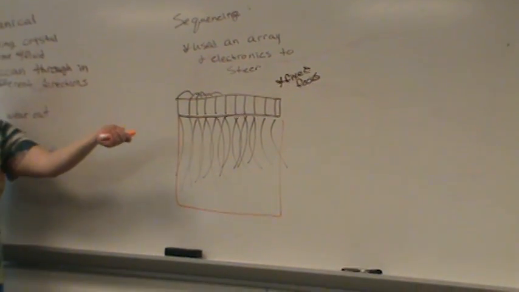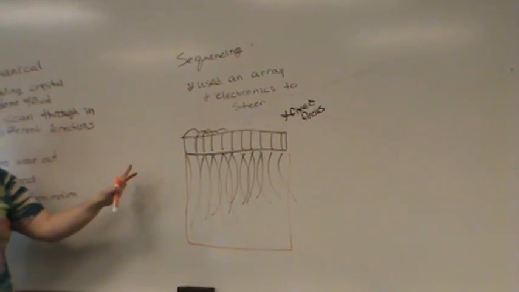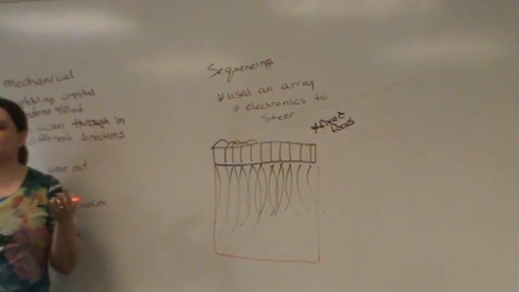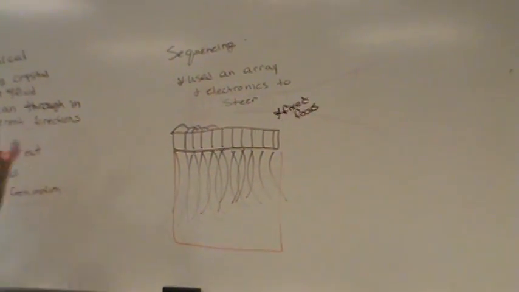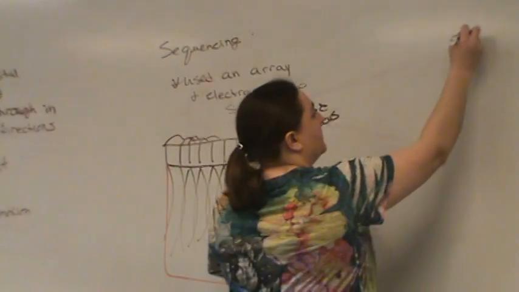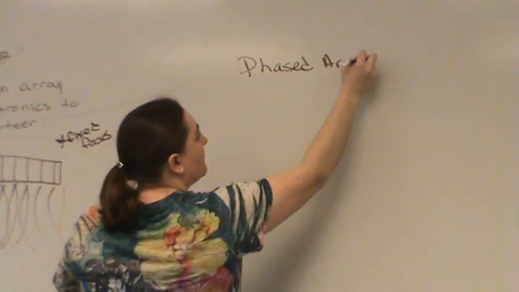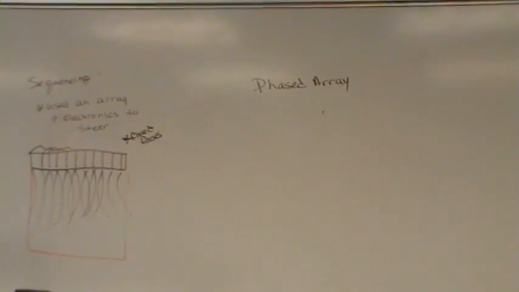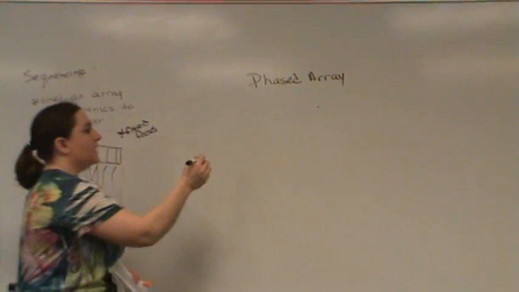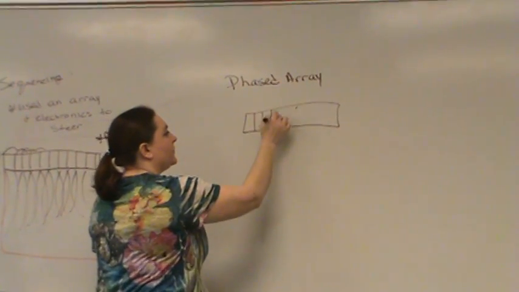Because it was using electronics instead of mechanical motion, they were less prone to wear and tear and things like that, but still had those limitations of just seeing one direction. So then the next leap was the phased array. The phased array took this idea of electronics and took it one step further. So we're still using an array. These guys had the transducer face and all the different crystals in there.